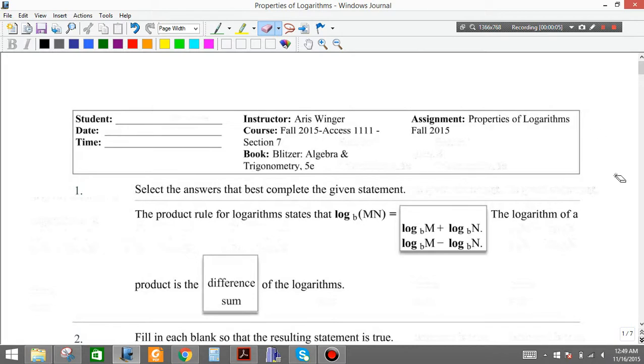We are working on properties of logarithms.